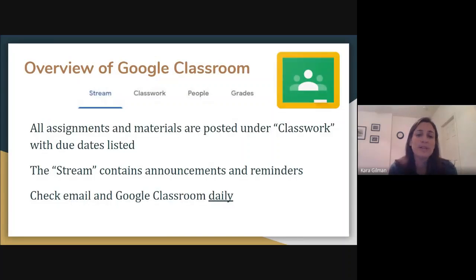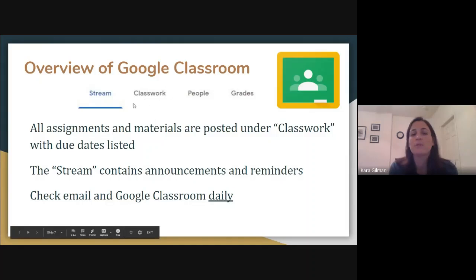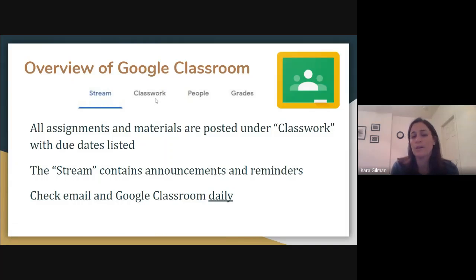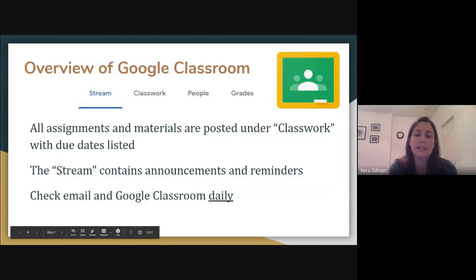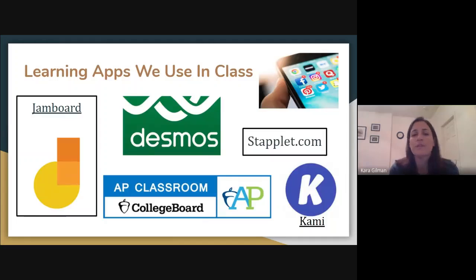So if you would like to look at your students' Google Classroom, everything that you need is mostly going to be under classwork. The stream will contain some announcements and reminders, but classwork is where all their assignments are. And students are expected to check their email and their Google Classroom every day in case they get information from me.